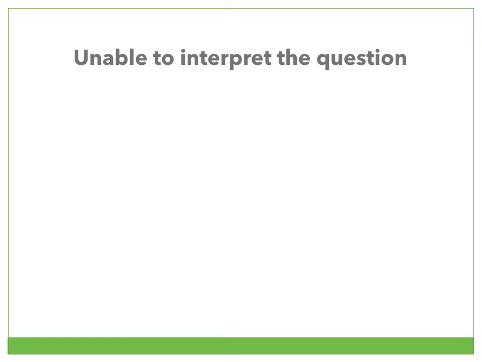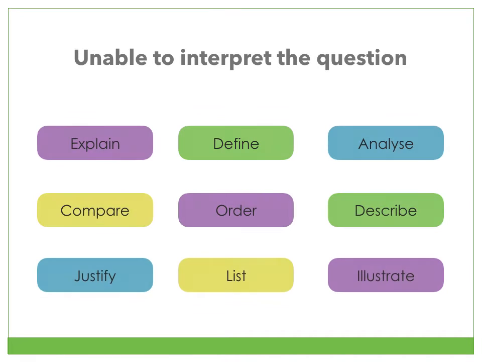Now, the words you see on your screen are all verbs or keywords that tell the learner what they need to do. When a learner is asked to define something, do they know what they need to do? What is expected of them? How do they give a definition? There's a big difference between being asked to explain something as opposed to being asked to compare something. Each verb signals to the learner what level of thinking they need to answer the question. These are all key verbs that learners need to be familiar and comfortable with.